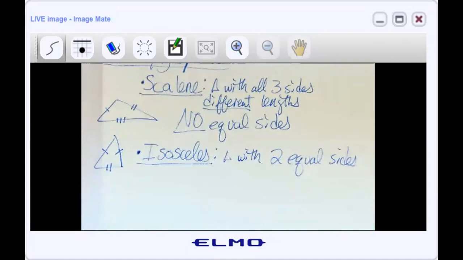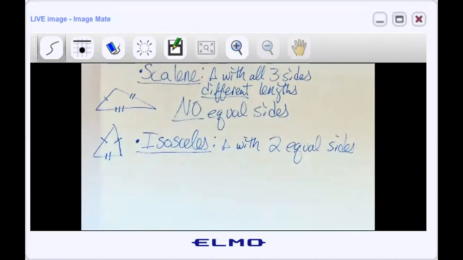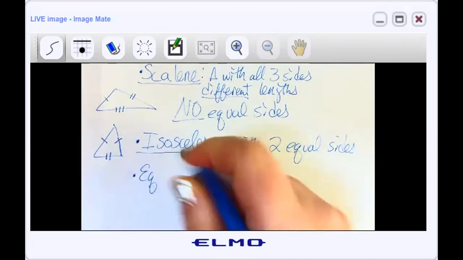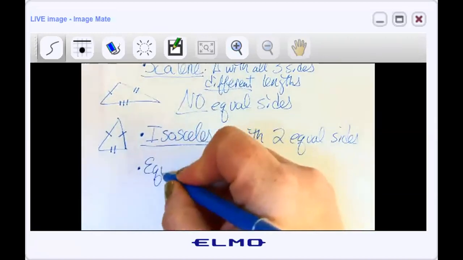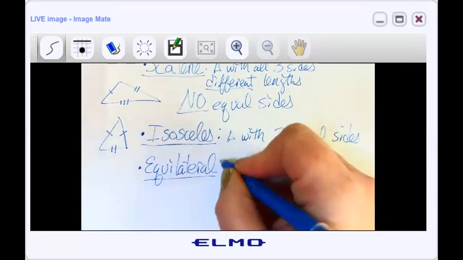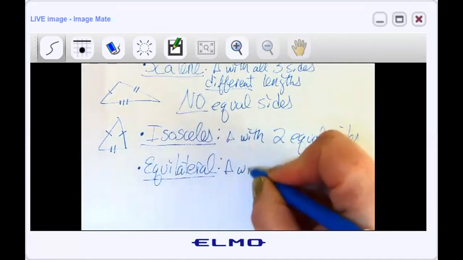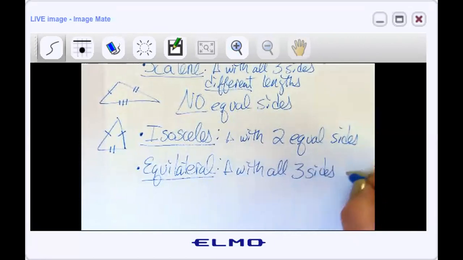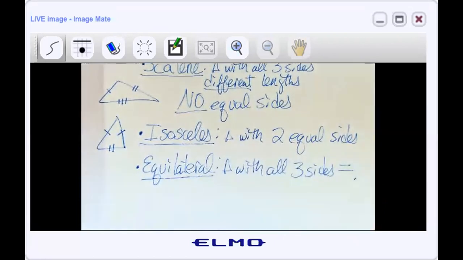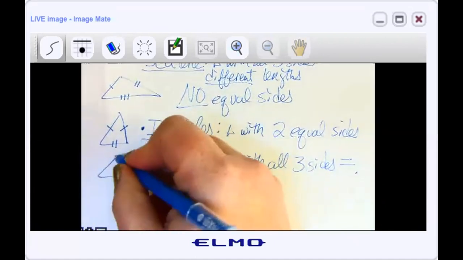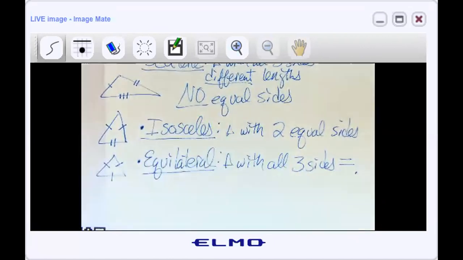And anybody know the word for when all three sides are the same? Equilateral. Look at you. Equilateral, which is a nice word because it has the word equal right in it. Equilateral triangle: a triangle with all three sides equal. Okay, so equilateral triangles are going to look like that. All three sides are going to be the same, and they always kind of look like that.